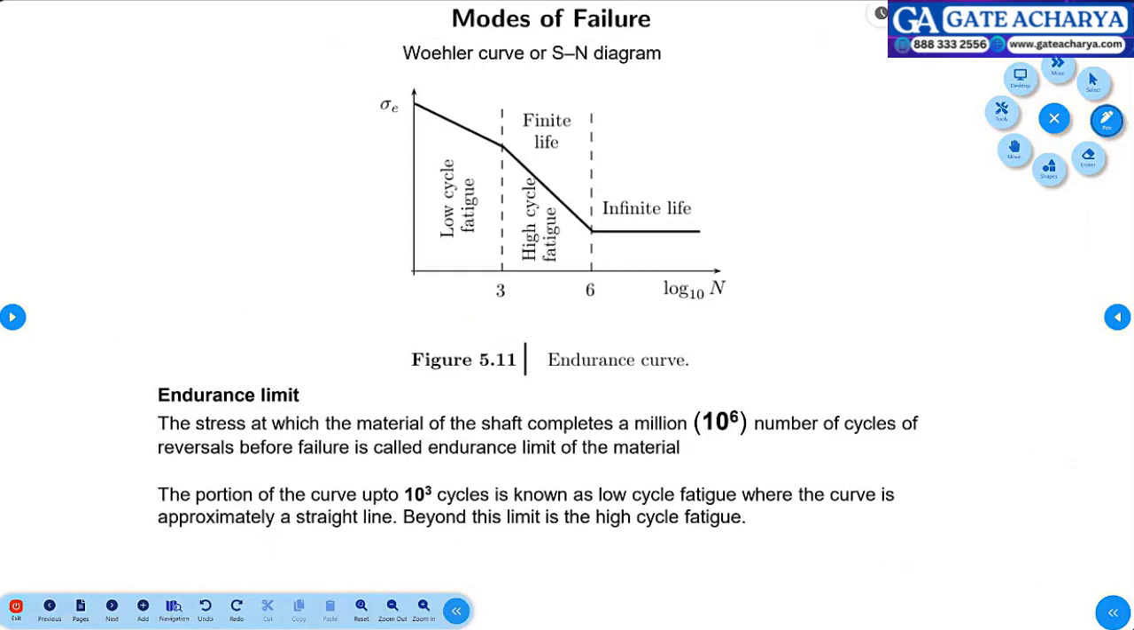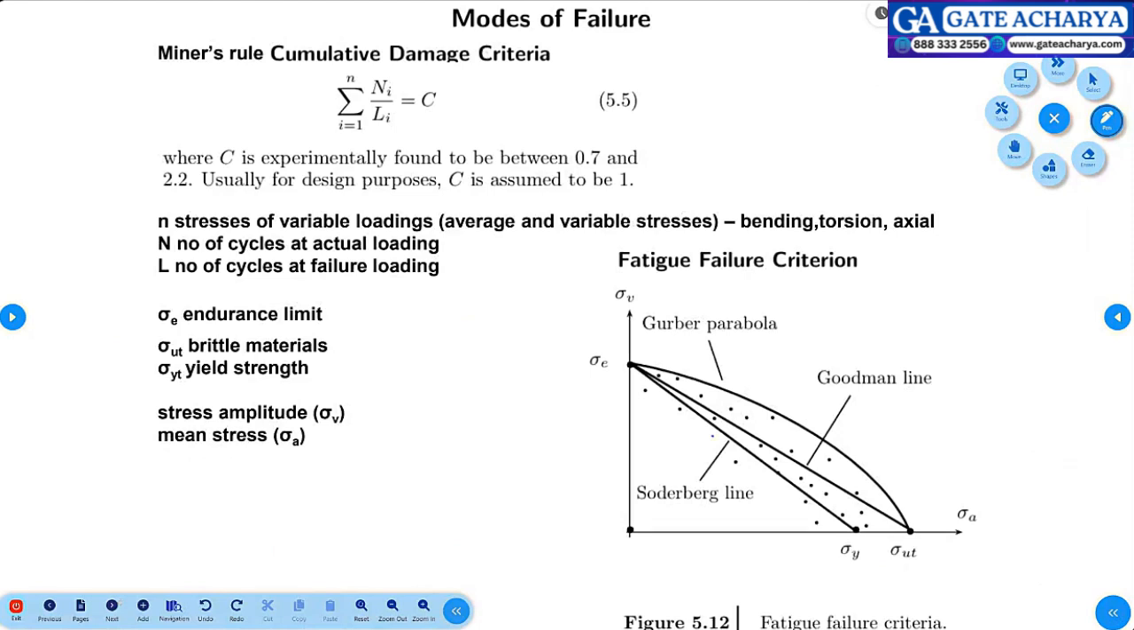Okay, the portion up to 10 power 3 cycles is called LCF, and more than 10 power 3 is called HCF. After that, the curve becomes asymptote. Asymptote means this curve will touch the x-axis at a very far distance, undefined or infinite. This is the endurance curve for mild steel.